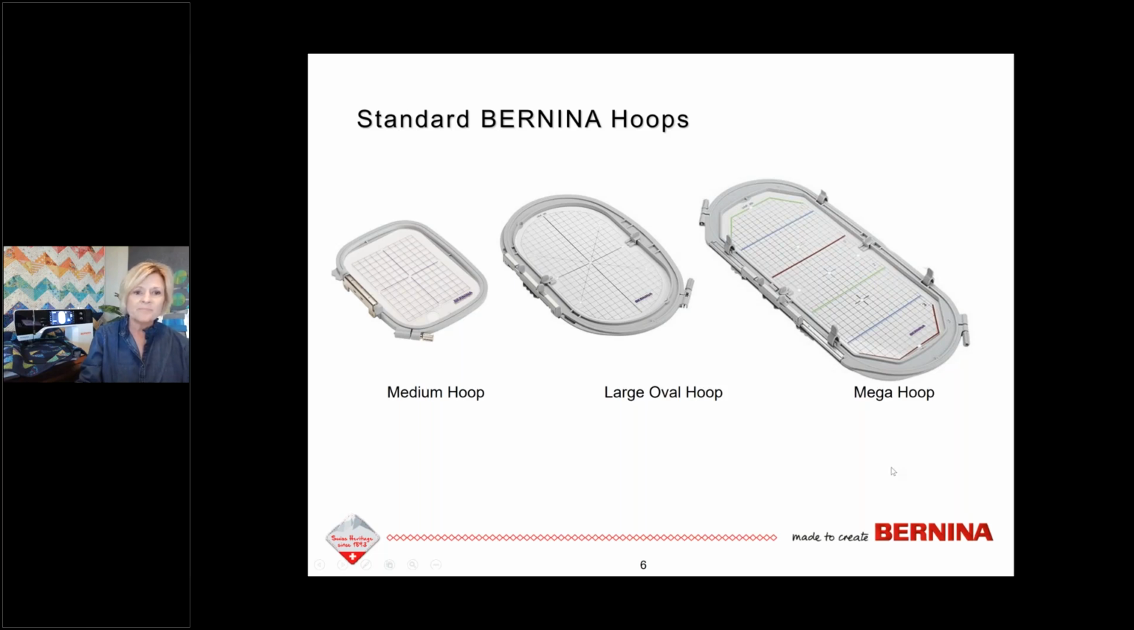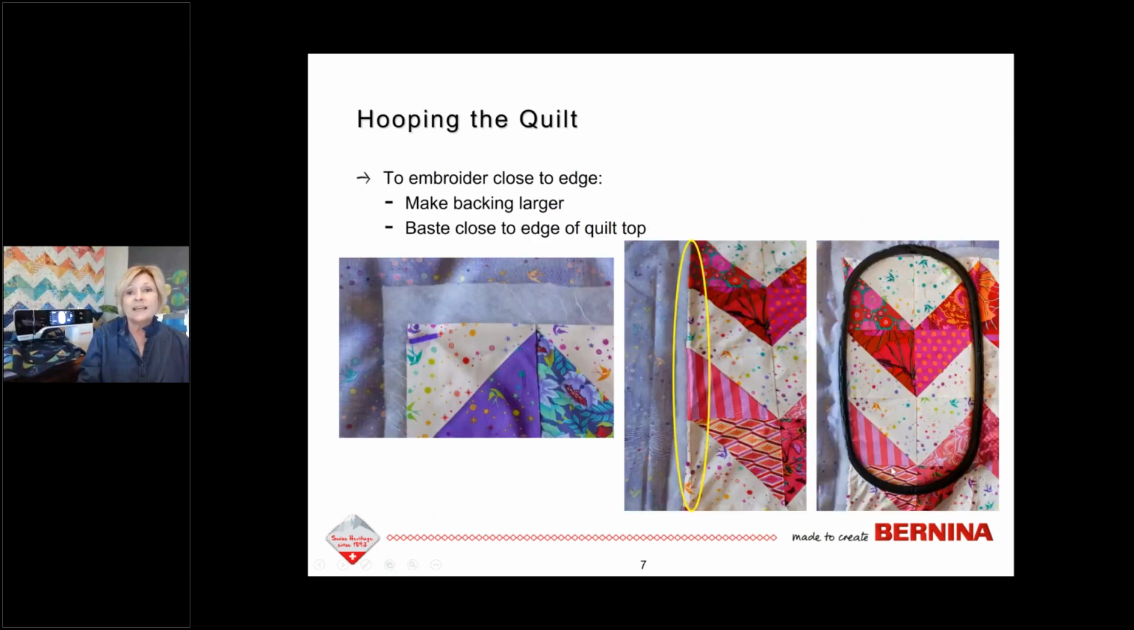So after you have your hoop chosen for your particular project, let's talk about hooping the quilt. Now, if your design that you're embroidering is in the middle of the quilt, no problem. You just hoop it in the middle and you're ready to go. But what happens if you're doing a border or something on the edge? Well, you do absolutely need to have fabric in your hoop all the way around.